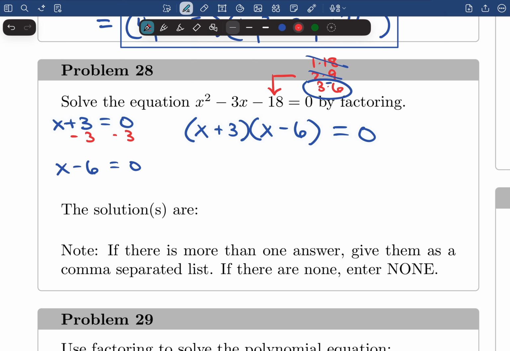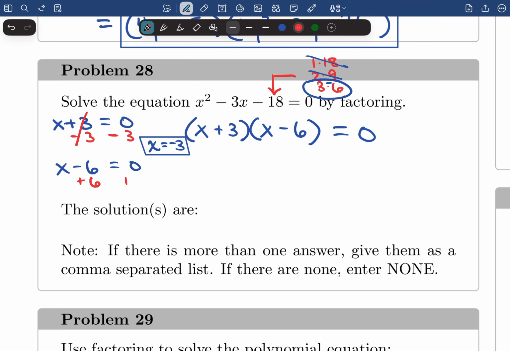And then I just found that that means x equals negative 3, right? Because I subtracted 3 to the other side. This stuff cancels. I have just found out that x equals negative 3. Great. And now I do the same thing with the x minus 6.